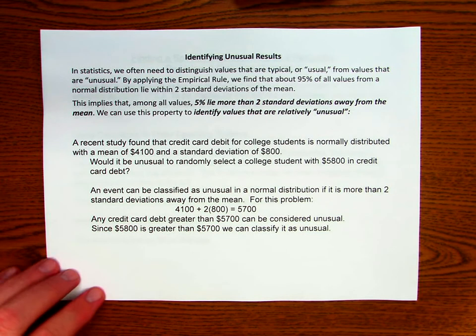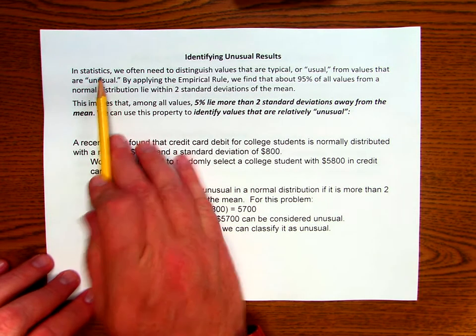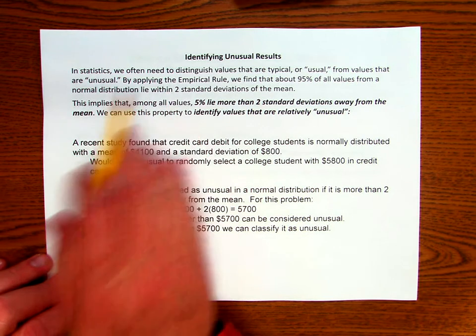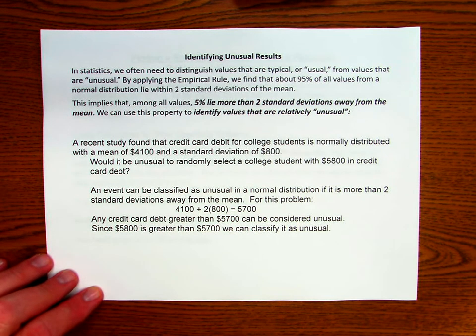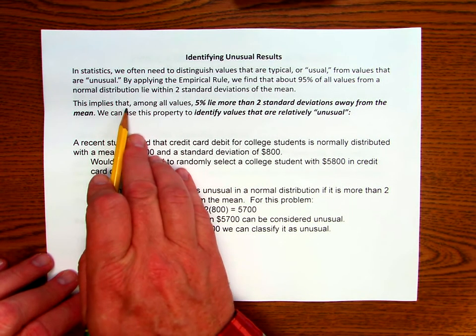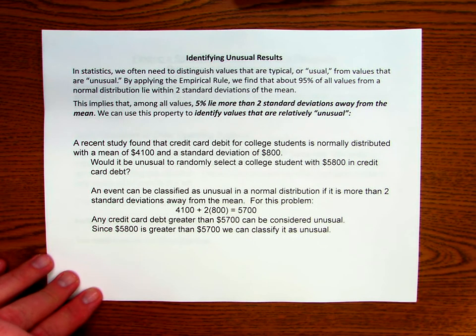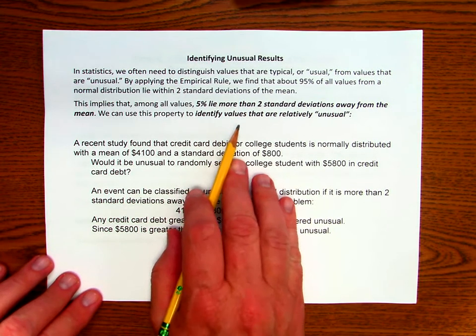All right, in statistics, we often need to distinguish values that are typical or usual from values that are unusual. By applying the empirical rule, we find that about 95% of all values from a normal distribution lie within 2 standard deviations of the mean. This implies that among all values, 5% lie more than 2 standard deviations away from the mean. We can use this property to identify values that are relatively unusual.